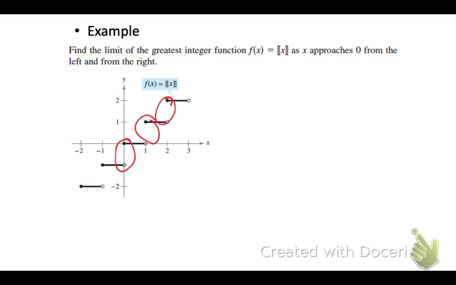Now, if I asked you from 2 to 2.5, sure, it's continuous. But over the whole real numbers, it is not continuous.